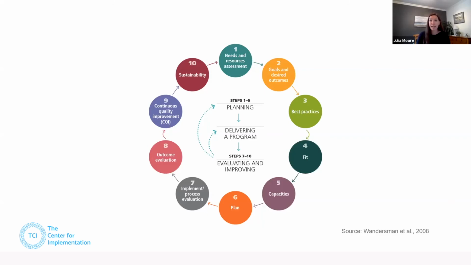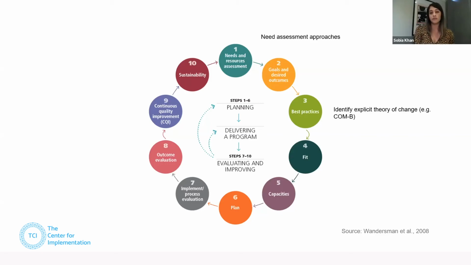Now let's think about an example. Imagine that we picked getting to outcomes as our overarching process model. Well, the first step of getting to outcomes is doing a needs and resources assessment. So you're going to have to use approaches for a needs assessment. Then, as you select your best practices, you'll need to make sure that you have an explicit theory of change. The next steps deal with understanding fit and capacities.